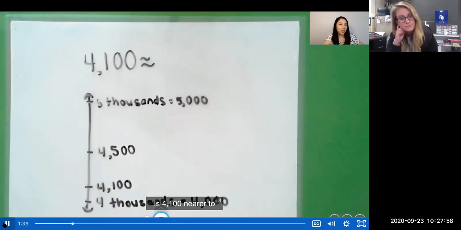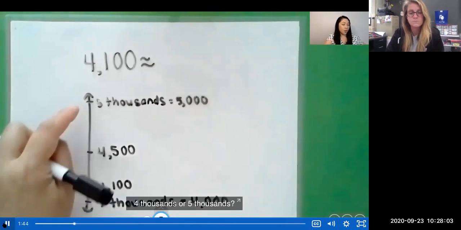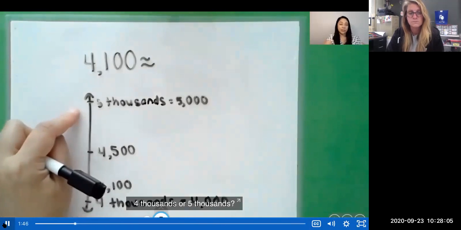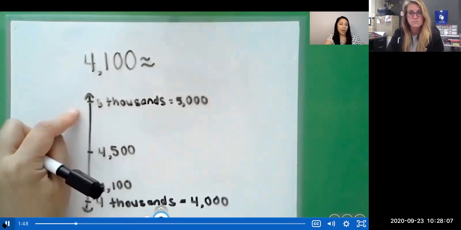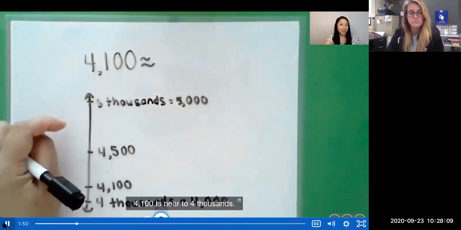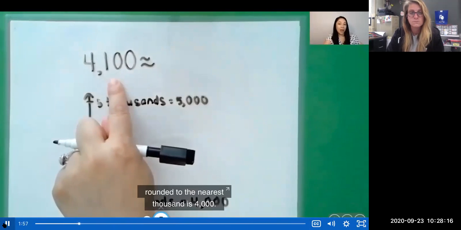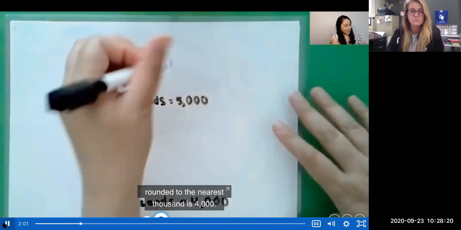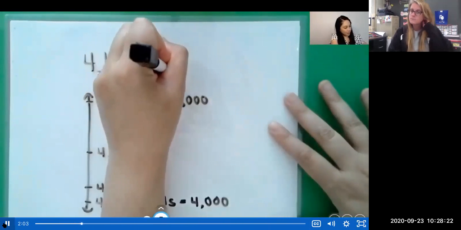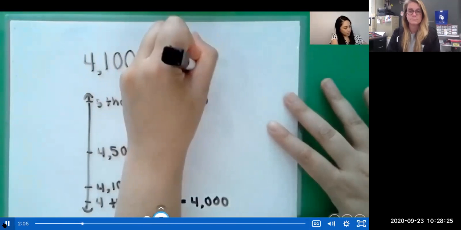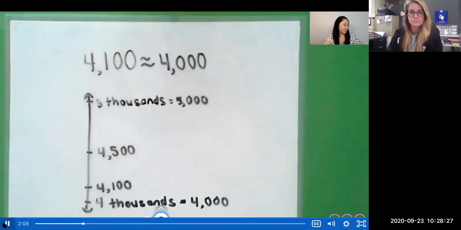Is 4,100 nearer to 4,000s or 5,000s? 4,100 is nearer to 4 thousandths. So we say 4,100 rounded to the nearest thousand is 4,000. Let's try a different number.